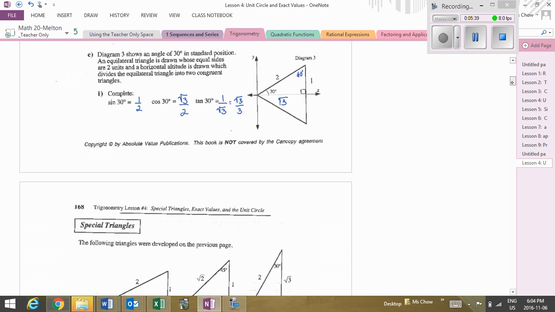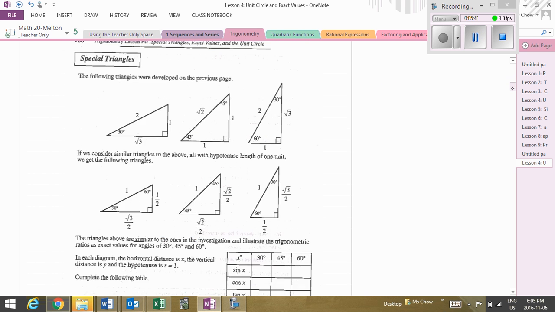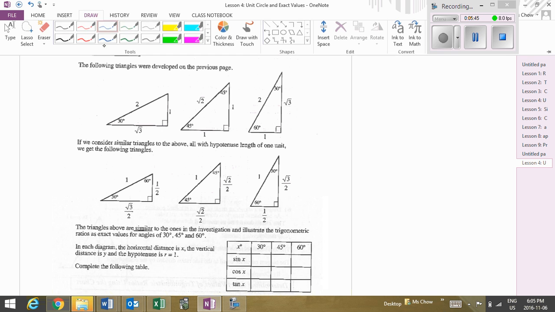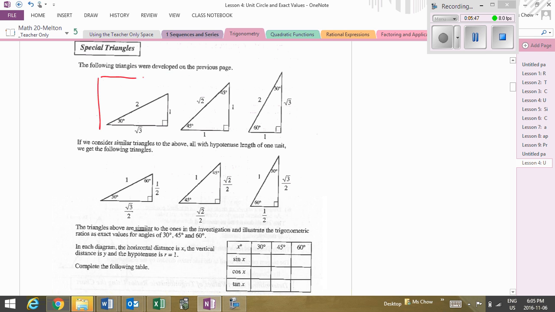So let's move on then. So again, we talked about those special triangles. Really, you don't have to memorize all 3 of them, because we recognize that the third triangle is essentially just a rotation of that first triangle.